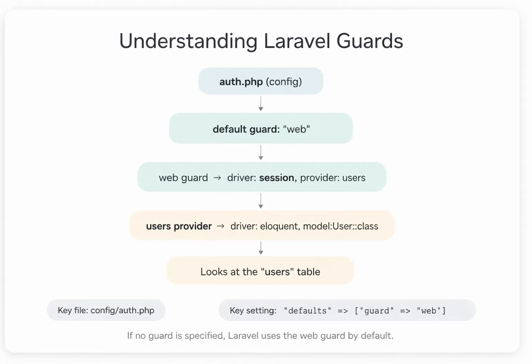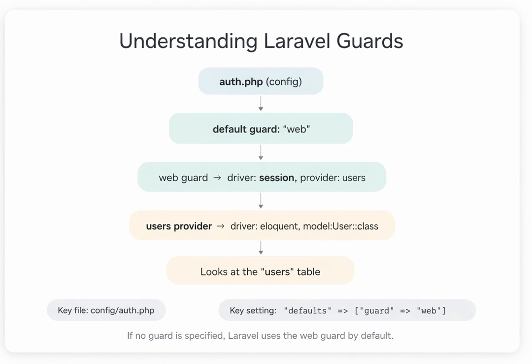To understand why data goes to the users table, you need to understand Laravel guards. The instructor opens config/auth.php. At the top, there's a default section that sets the default guard to web. This means if you never specify a guard anywhere, Laravel automatically uses the web guard. The web guard uses the session driver, meaning authenticated user data is stored in the session table. It also uses the users provider.